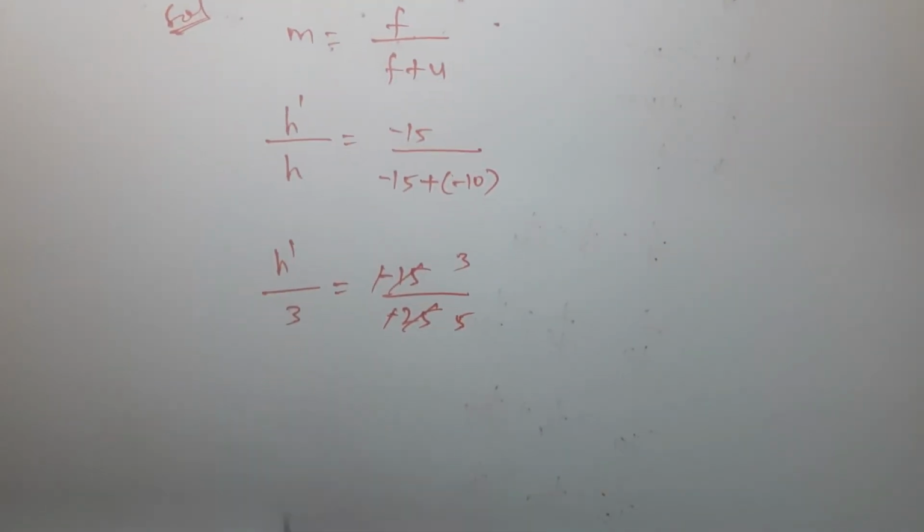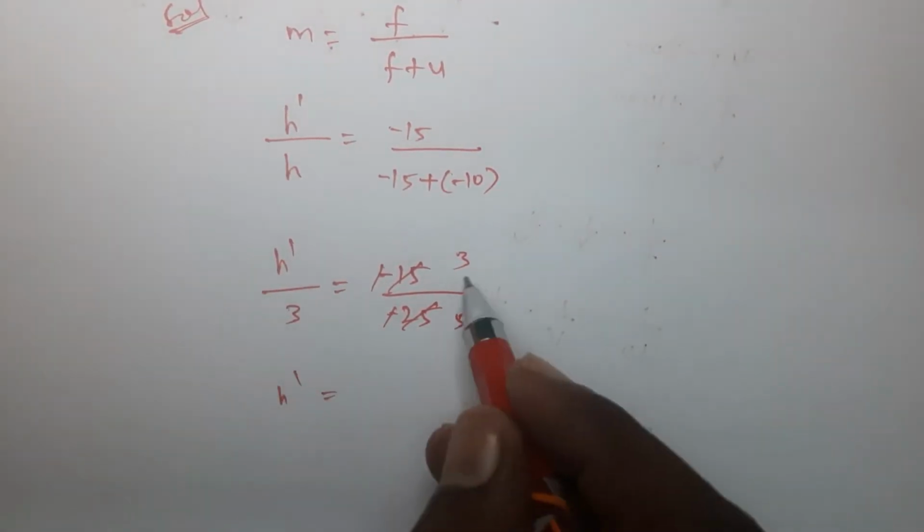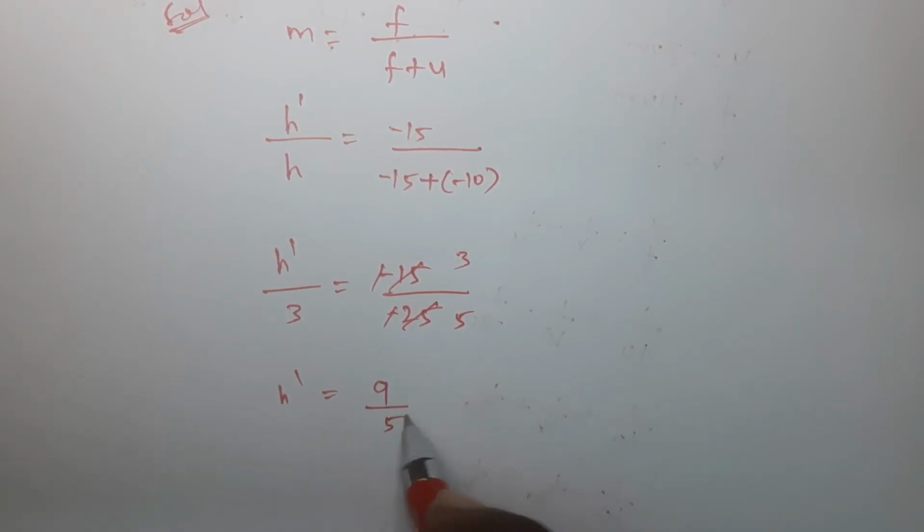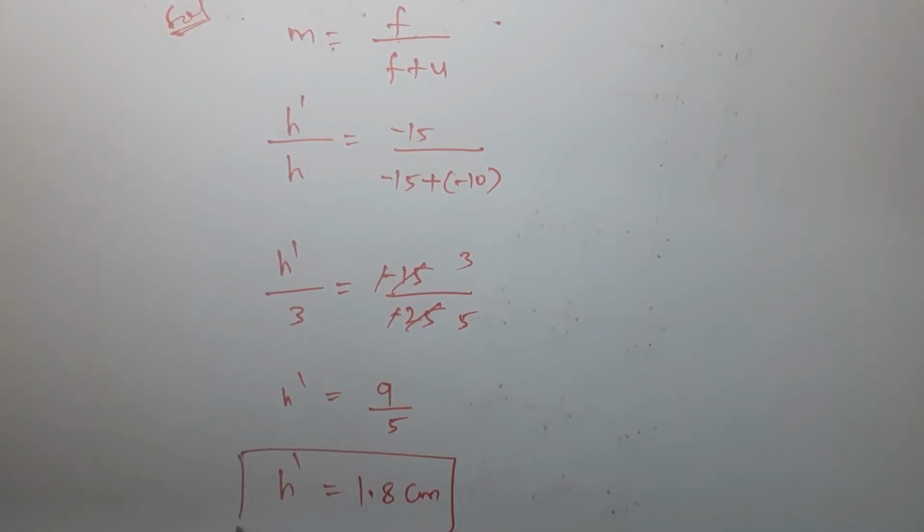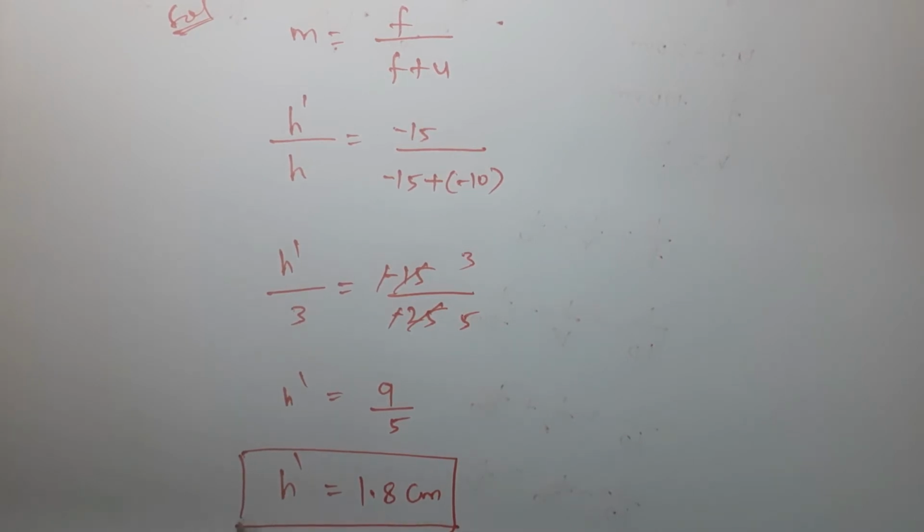Minus minus cancel. So 3 fives are 15, 5 fives are 25. Then cross product: h dash is equal to 3 threes are 9 divided by 5. If you divide, the size of the image will be 1.8 centimeter. This is the size of the image, or height of the image. This is the answer.